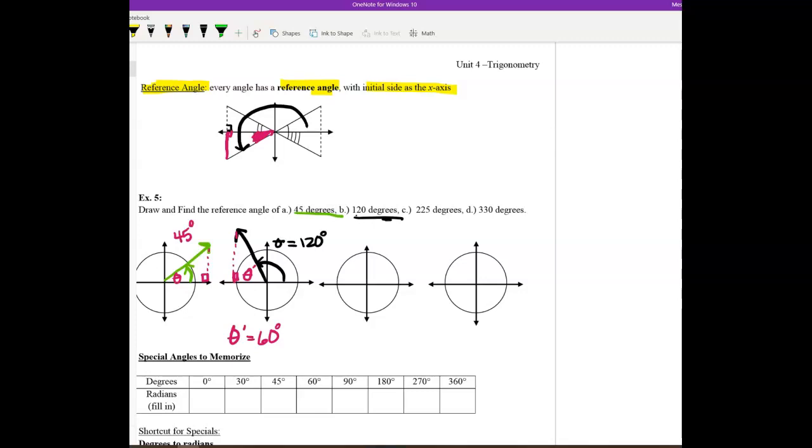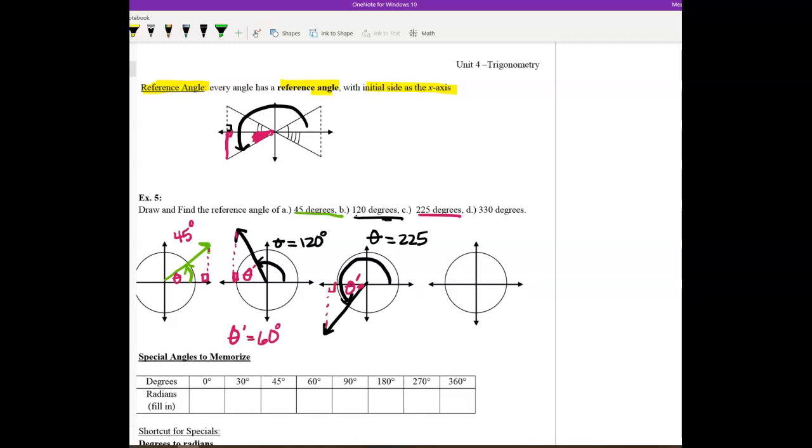So let's try to do the reference angle for 225 degrees. So we would come here, we would go 90, 180, and then 225 would be exactly in the middle of the third quadrant. So that angle we refer to as theta is equal to 225 degrees. Can you tell me what the reference angle is? That's that angle right in here.